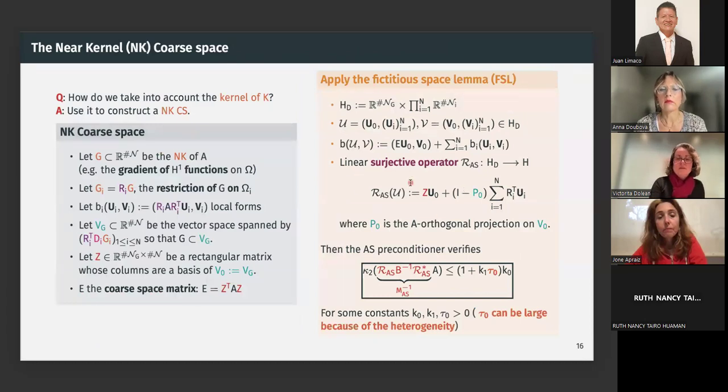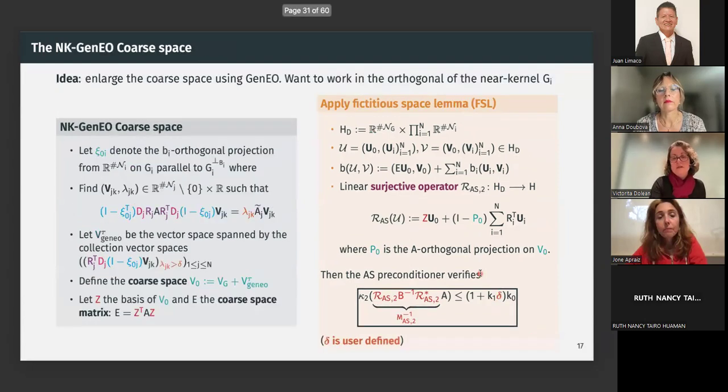Then I put all this in the fictitious space lemma machinery, and I get some robustness with a better constant than I had before. Then I can obviously improve on this, because the kernel of K is not enough and I can do something more sophisticated. I add to the coarse space some solutions of generalized eigenvalue problems, and my coarse space is enriched. I apply the fictitious space lemma again and get better constants, so my conditioning is even better. The idea of coarse spaces, just to explain, is to add enough information which is cheap to compute in order to achieve robustness from the condition number point of view of the preconditioned operator.